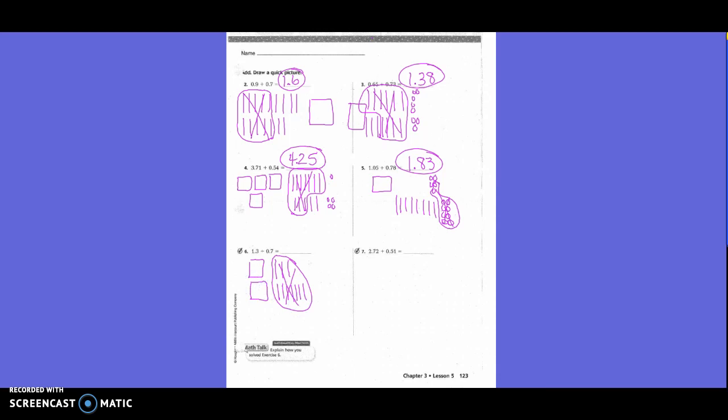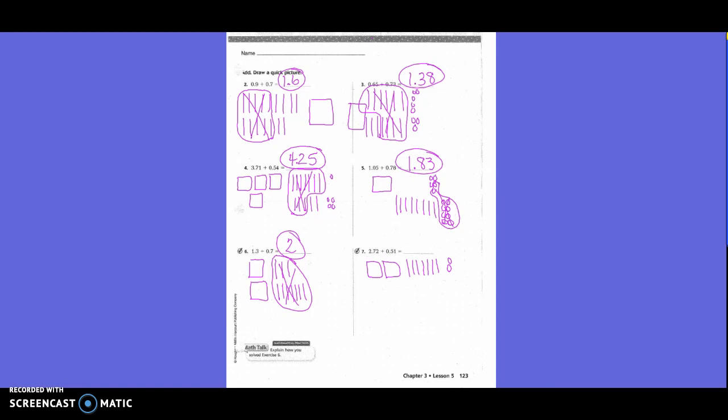So how many flats do I have? 2. And do I have anything else that needs to go behind it? No. Because I don't have any longs and I don't have any small cubes, right? Alright, next one, how many flats do I draw? 2. How many longs do I draw? 7. How many small cubes? 2.